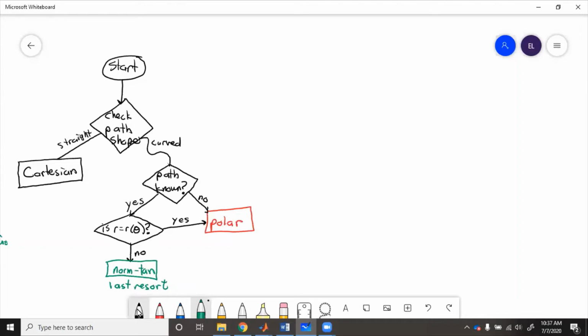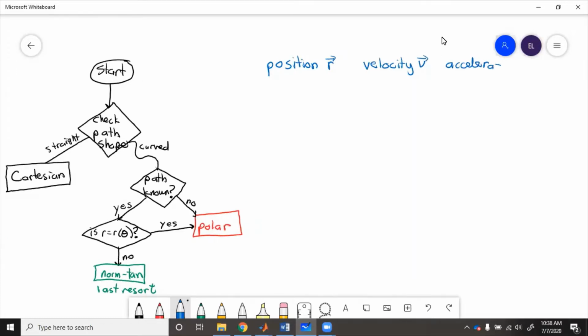So now let's look at what are the equations for the different types of coordinate frames. So we need to know position, which is r. We need to know velocity, v. And we need to know acceleration.